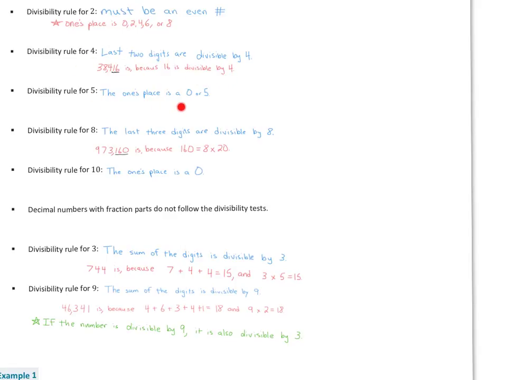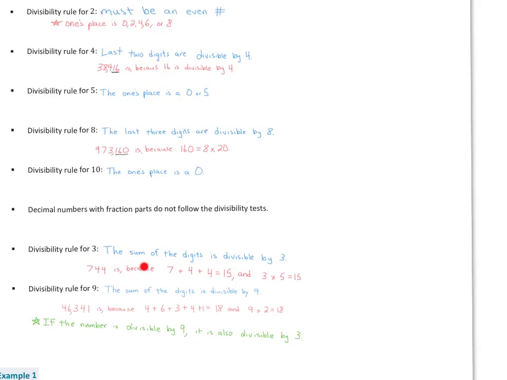Any number that ends in a 0 or a 5 is divisible by 5, and obviously if it ends in a 0, it's also divisible by 10. For 8s, the last 3 digits have to be divisible by 8. So I look at 973,160, and I see 160, and I know that's divisible by 8 because 8 times 20 equals 160. So therefore the whole number is divisible by 8.